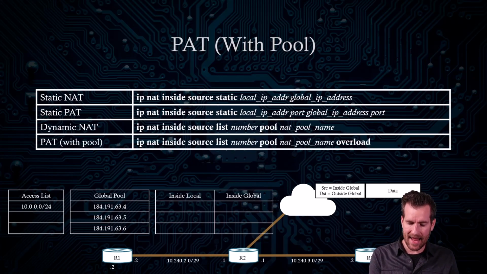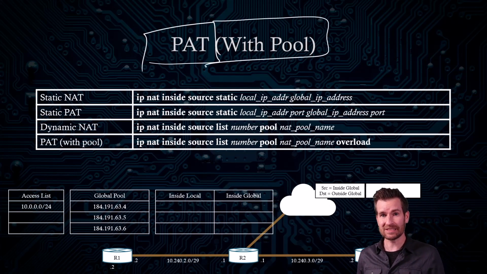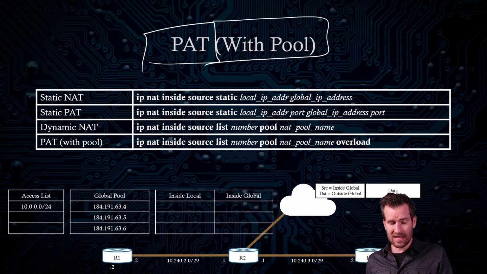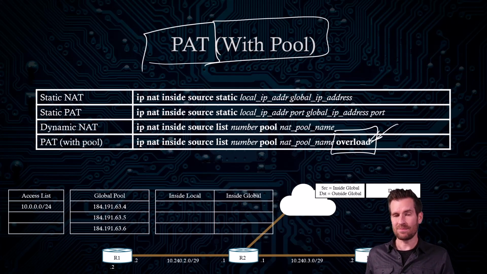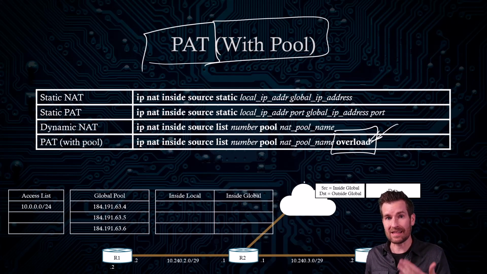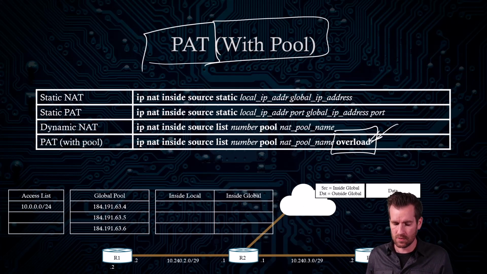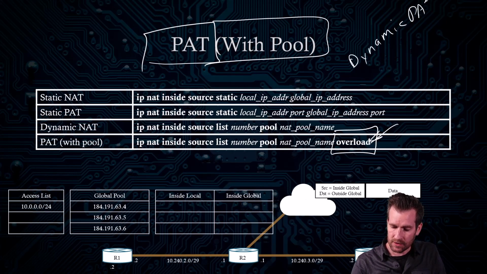Then we have a dynamic PAT. And the dynamic PAT specifically, we're going to go over one with a pool because there are several different scenarios that we can go with this. So the only difference with this dynamic PAT with a pool, you can see that we've got it set up the same way, except we include this word overload on the end of this. What it means is now we can use port numbers with it. So no longer do we have to just stick with a single IP address, but we can use port numbers as well. For this reason, this dynamic PAT that we've been talking about often is referred to as NAT overload.